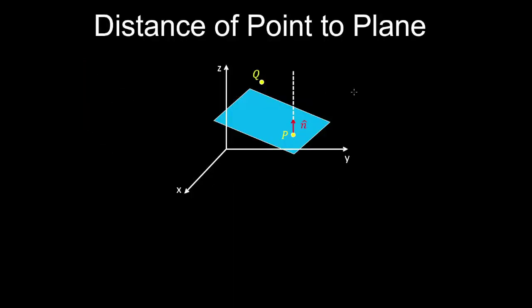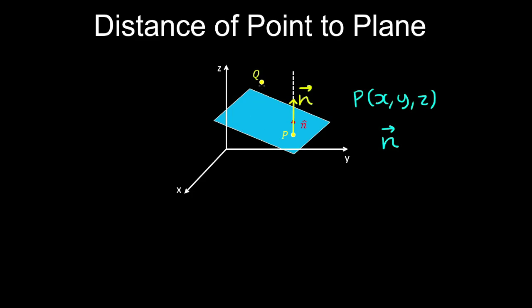Suppose we have a point P on a plane with the coordinates x, y, z and a normal vector n. So we'll suppose this vector is not normalized. So it may look something like this in the direction of n hat.